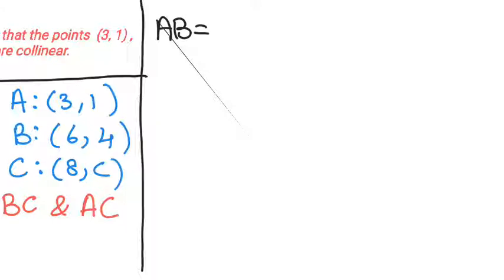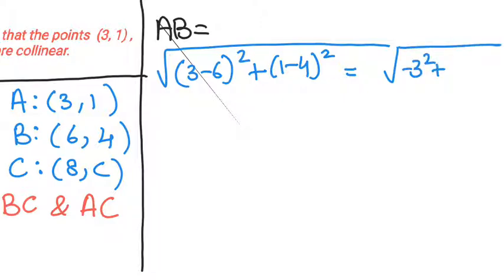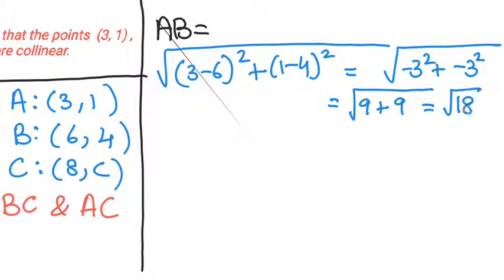AB is equal to root of 3 minus 6 the whole square plus 1 minus 4 the whole square. That is equal to root of 3 minus 6 is minus 3 square plus 1 minus 4 is again minus 3 square. So that is equal to minus 3 square is 9 plus minus 3 square is 9. So 9 plus 9 is 18, root 18.